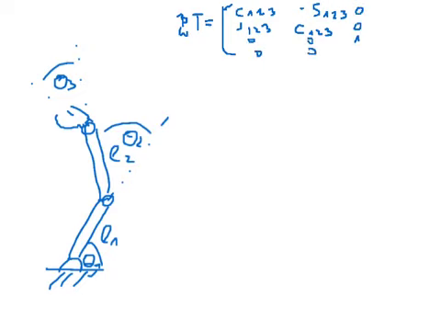And now we write down the equations for the translations, which are L1 C1 plus L2 C12 up. And we have here L1 S1 plus L2 sine of theta 1 and theta 2. So there's a 0 here and a 1 here to make the matrix complete.